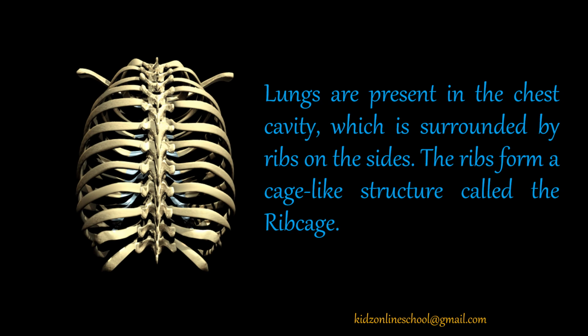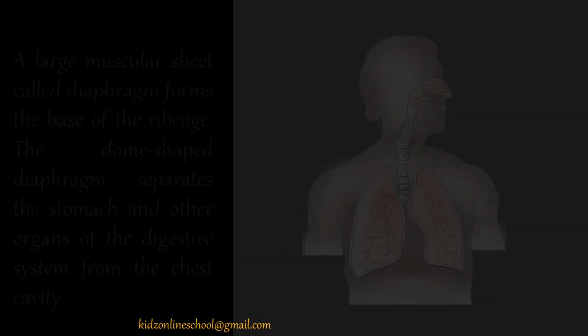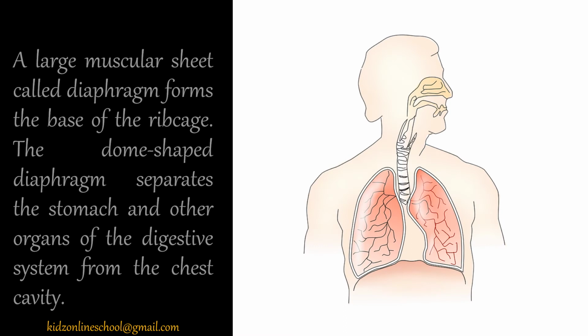Lungs are present in the chest cavity, which is surrounded by ribs on the sides. The ribs form a cage-like structure called the rib cage. A large muscular sheet called the diaphragm forms the base of the rib cage. The dome-shaped diaphragm separates the stomach and the other organs of the digestive system from the chest cavity.